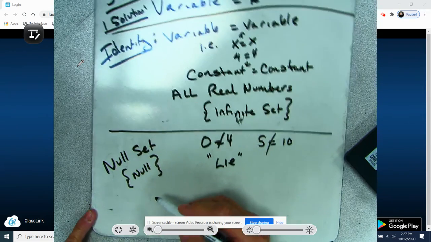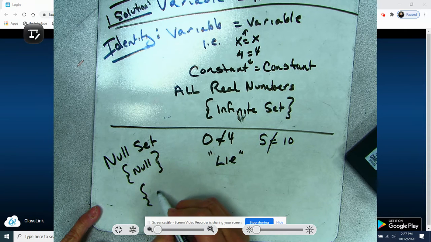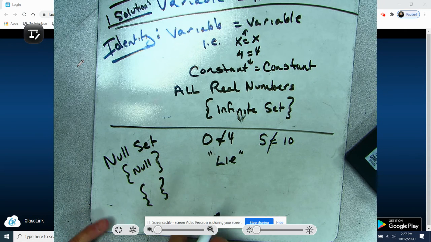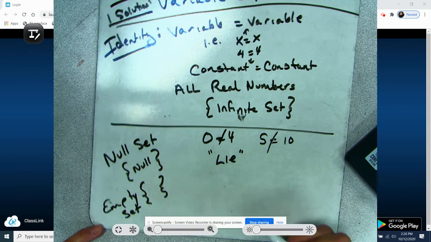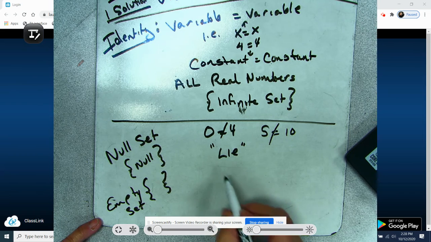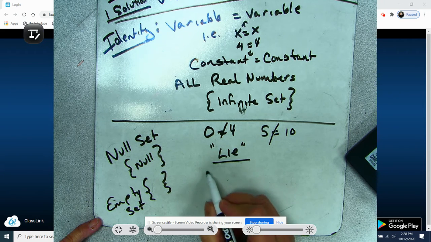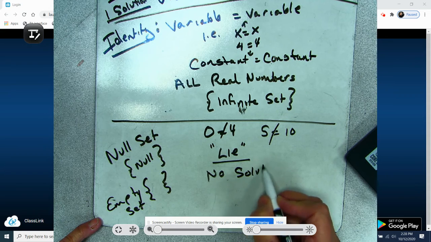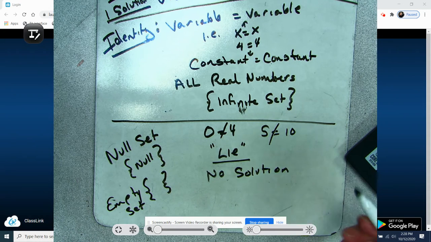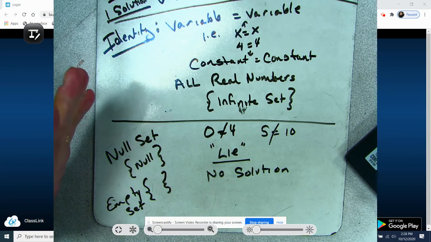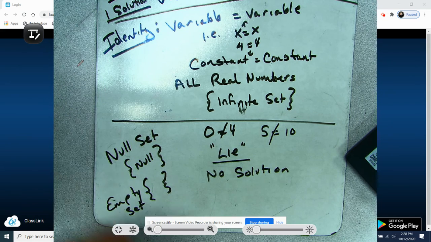It's also shown to you as a set that's empty. So it's also known as an empty set. Okay, so a null set, empty set, this is when your math lies to you. There is no solution. They've given you a situation where the right side and the left side will never be the same. So if you have a lie like this, you have 4 equals 0, you have 5 equals 10, there is no number that you can put into the equation that will make it work.